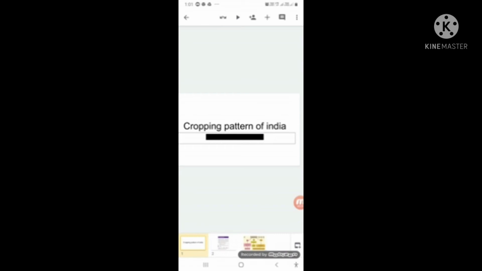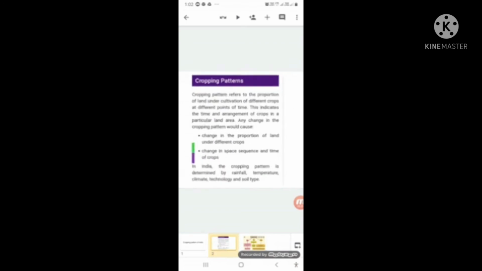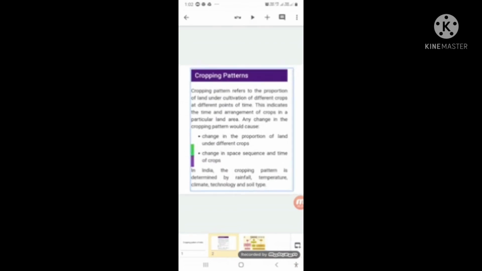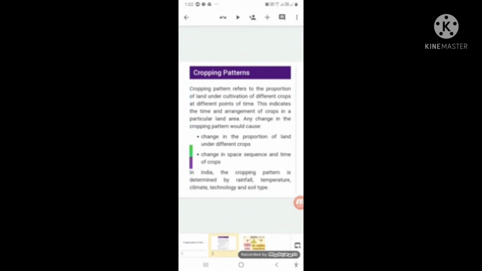Today, our topic is cropping pattern. After cropping pattern, we will go to the cropping pattern of India. Firstly, we have to understand what is cropping pattern. Here you can see cropping pattern refers to the proportion of land under cultivation of different crops at different points of time. Let us understand this thing, okay?